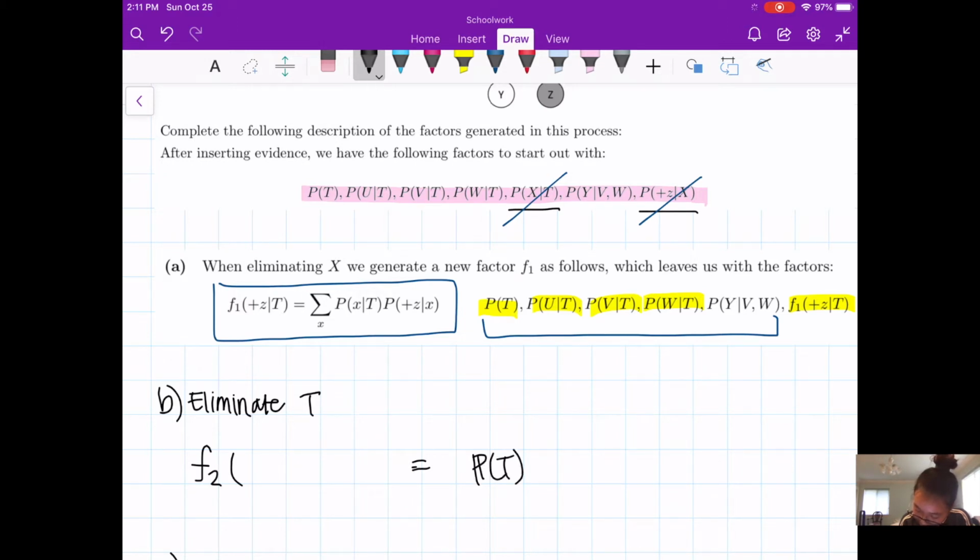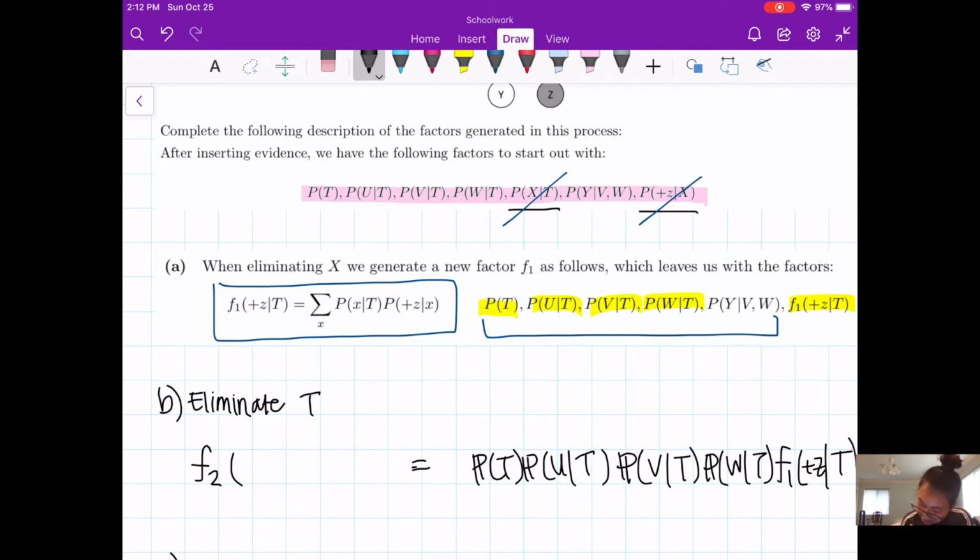So probability of t, probability of u given t, probability of v given t, probability of w given t, and then f1 of positive z given t. Cool. So we see that for all of these, the t's are the given or the actual, so we still need to sum out to actually eliminate the t. How we're going to do that is just sum over all the possible t's. Since we're doing all the possible ones, it would be lowercase t's. So actually when I wrote this out, these are all supposed to be lowercase. So let me just go through and mark that.